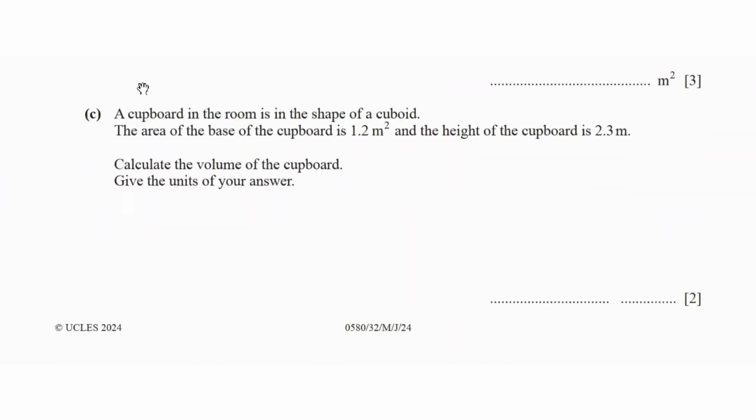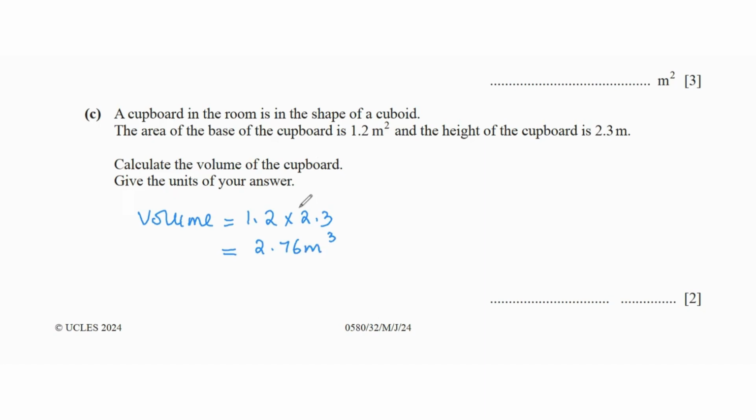Part C says the cupboard in the room is in the shape of a cuboid. The area of the base of the cupboard is 1.2 meters square. And the height of the cupboard is 2.3 meters. Calculate the volume of the cupboard. So it's a cuboid, so volume is basically area, which is 1.2, times the height, which is 2.3. So that equals 2.76 meter cube.